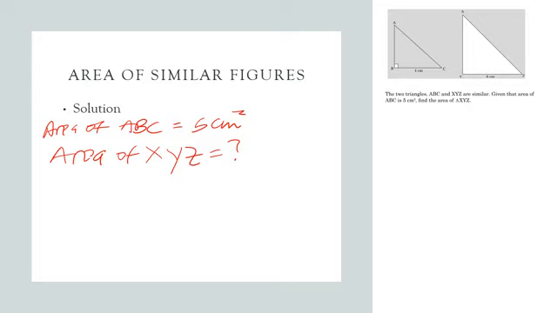So we are given the area of ABC, which is that one. But the area of the other one we are not given, and we don't know. We are only given the bases of these triangles. So from the bases of the triangles, we can find the scale factor. Let's find the scale factor.